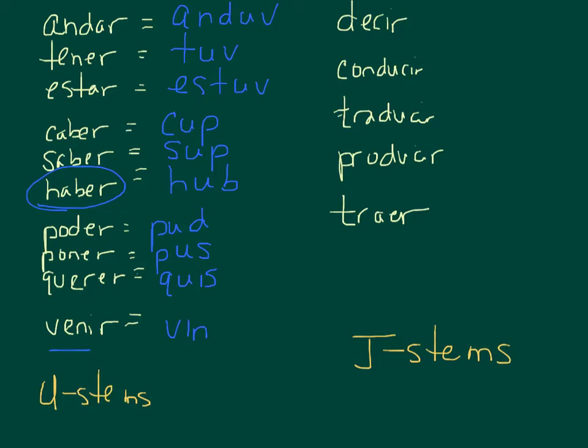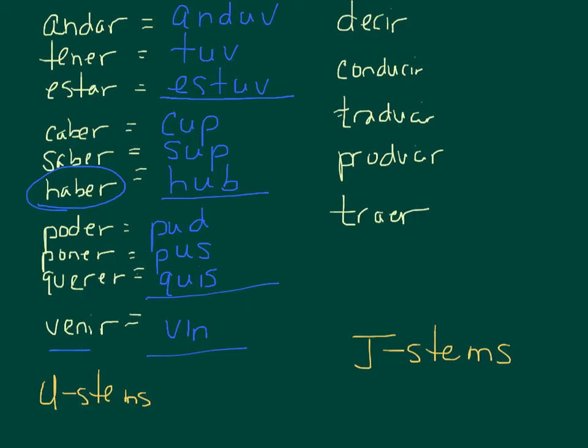If you notice, these verbs have been written strategically, only for memorization purposes. Anduv, tuv, and estuv seem to fit well together because they have the uv quality about them. Cup, sup, and hub because of the up and the ub quality. Pud, pus, and quis, okay? And then vin. They just fit together nicely, and they're a little bit easier to memorize in this way.